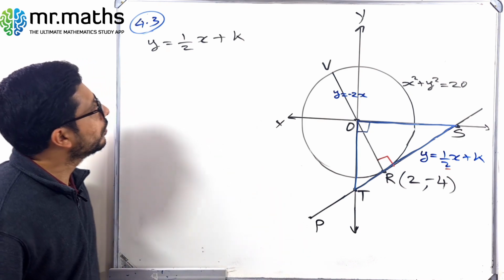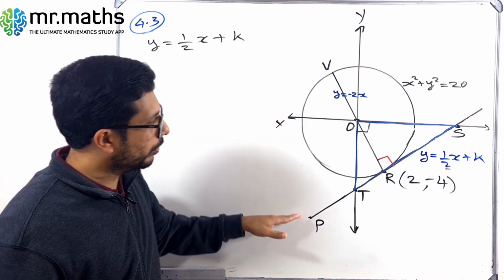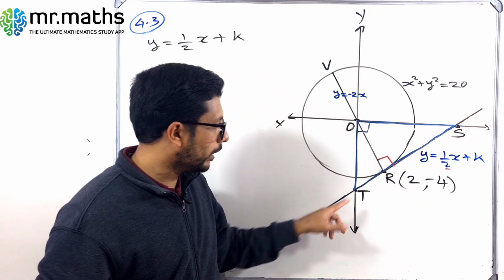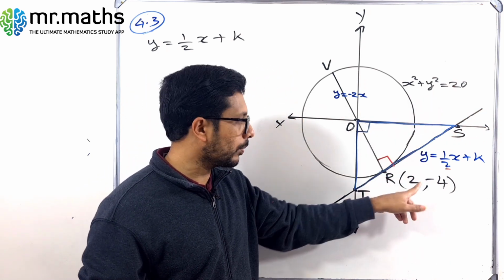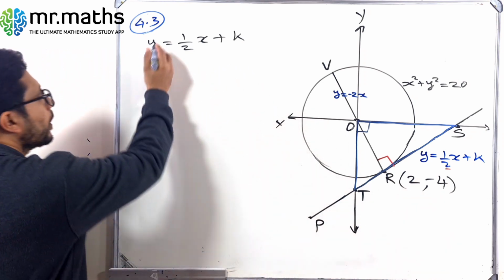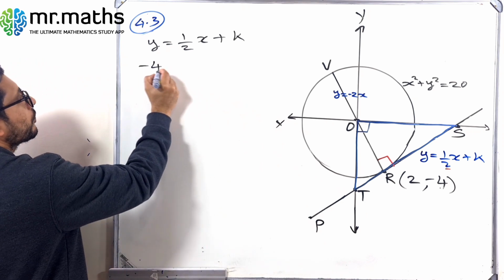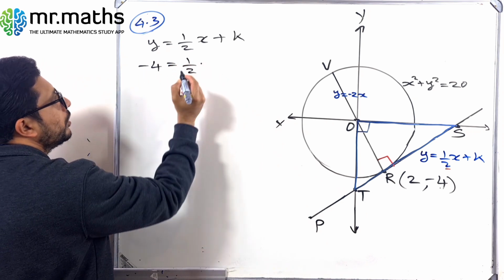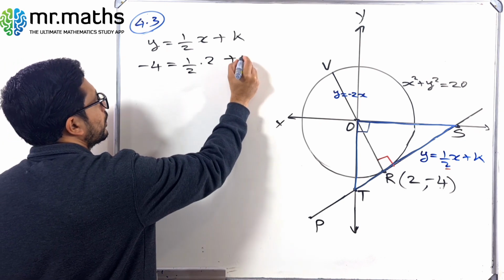So now how can I find the value of this k? So look at this line. On this line, this point R is a point on that line. So I can substitute the value of x as 2 and y as minus 4. So substitute here. What is y here? Minus 4. So minus 4 is equal to half into x. What is x? It is 2 plus k.